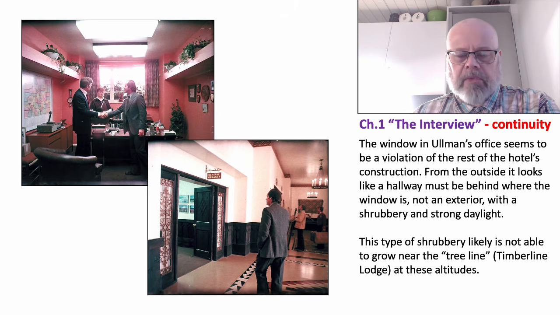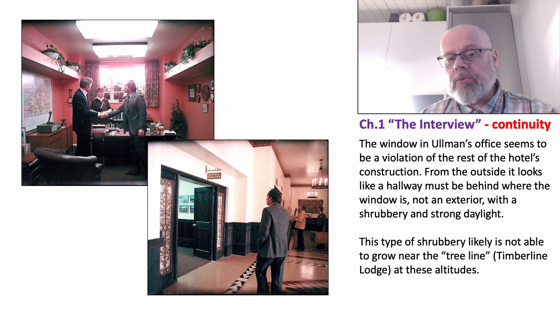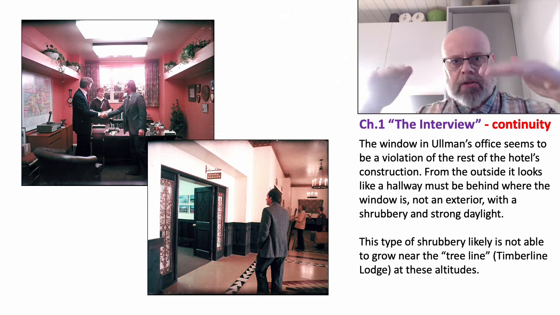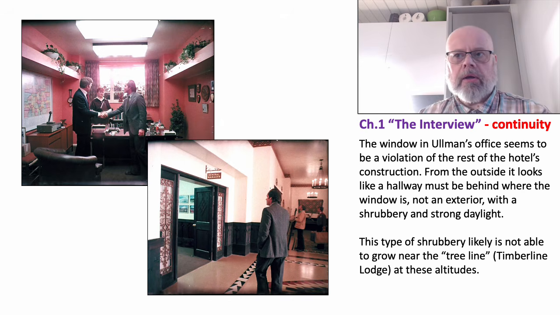Continuity problem. The window in Ullman's office seems to be a violation of the rest of the hotel's construction. From the outside, it looks like a hallway must be behind where the window is, not an exterior with shrubbery and strong daylight. This type of shrubbery is also likely not able to grow near the tree line. At this altitude, things tend not to grow because of temperature and low oxygen content in the atmosphere and whatever it is, right?